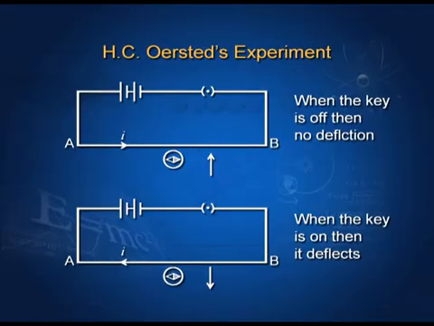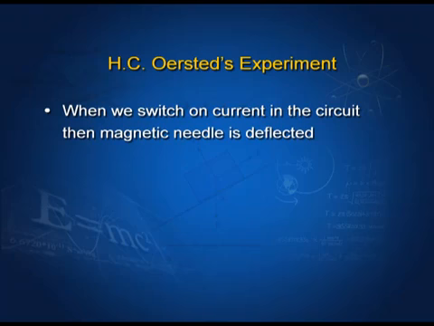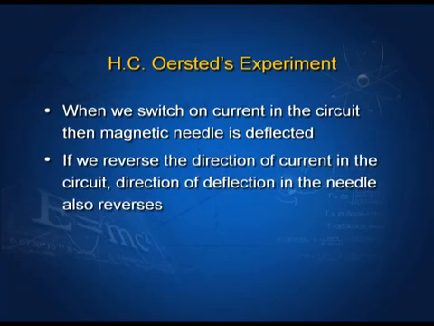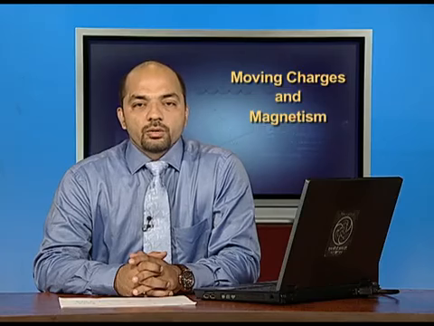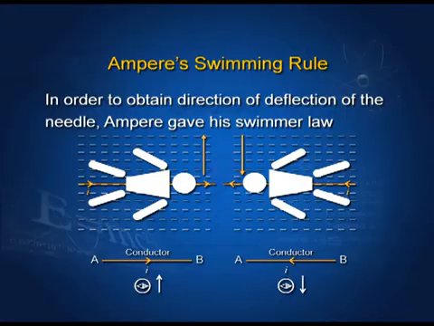There is a diagram which shows the direction of current and a magnetic needle kept close to it. When we switch on the current in the circuit, the magnetic needle is deflected. If we reverse the direction of current in the circuit, the direction of deflection in the needle also reverses. Ampere's swimming rule helps us in calculating the direction of deflection in the needle.